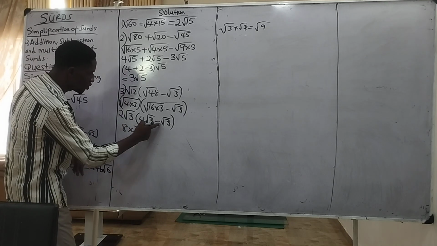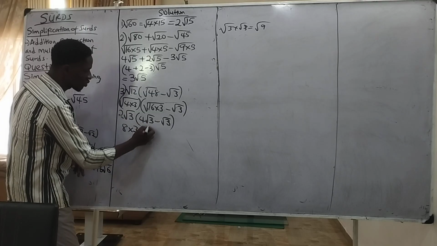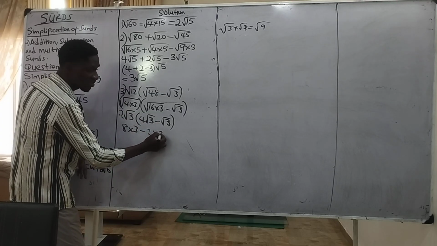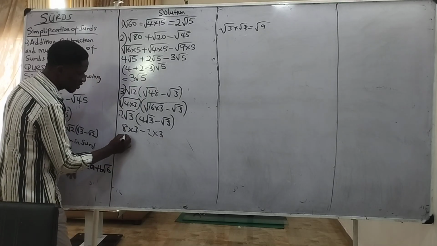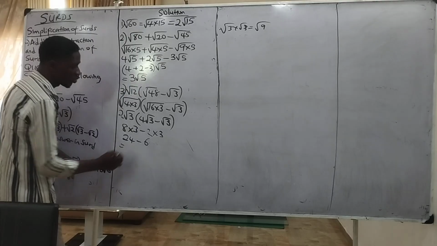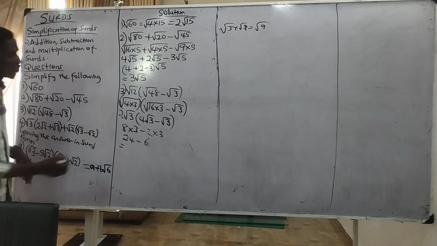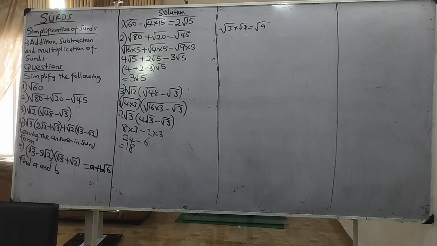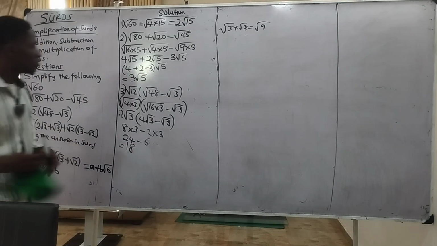So we have 2, invisible 1 is here, 2 times 1 is 2, root 3 times root 3 is what? Times 3. So 8 times 3 is 24, minus 2 times 3 is 6. 24 minus 6 should give us 18, and 18 is the answer. So let's go to number 4.